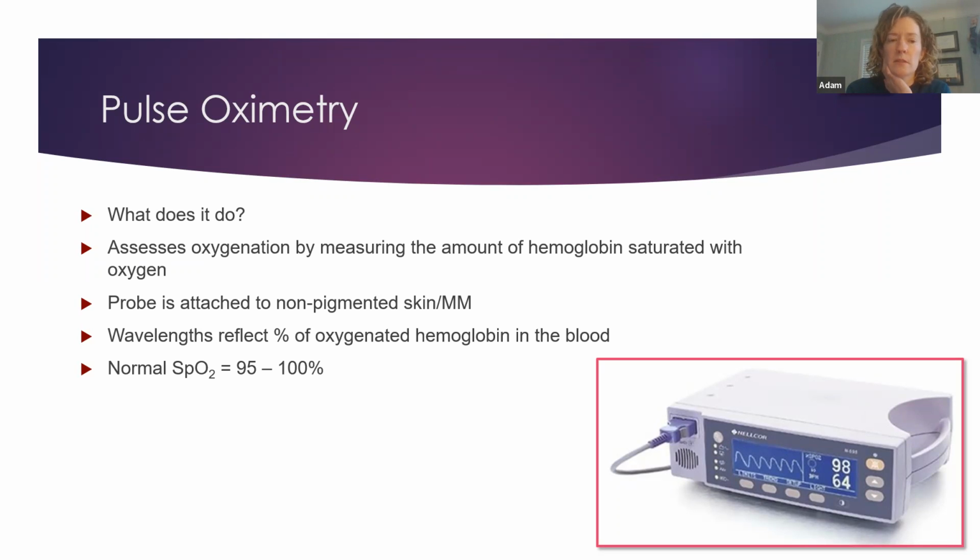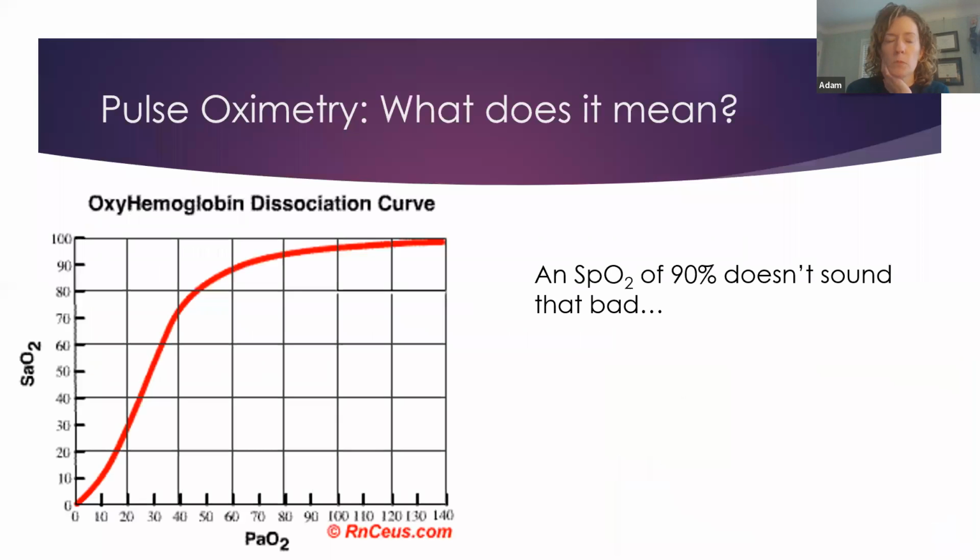The probe ideally is attached to some kind of non-pigmented skin or mucous membrane, because it needs to assess flow in a blood vessel in order to work. And then the wavelengths that are traveling through that little red light that you can see, that infrared light, reflect the percent of oxygenated hemoglobin in the blood. So a normal pulse ox would be anywhere between 95 and 100%. And because of the way this oxyhemoglobin dissociation curve works, very small changes in the pulse ox, very small drops, actually indicate huge changes in tissue oxygenation.